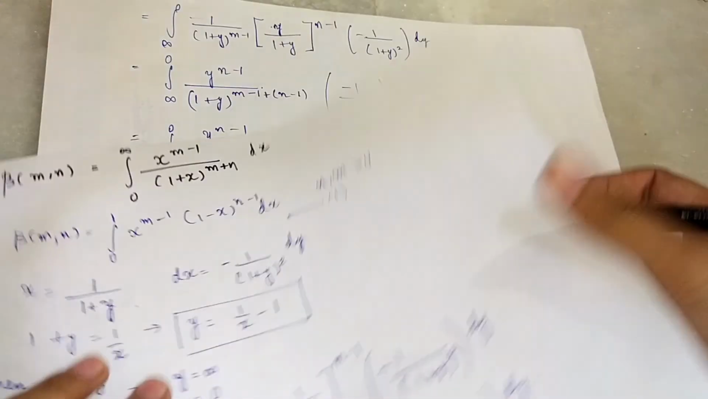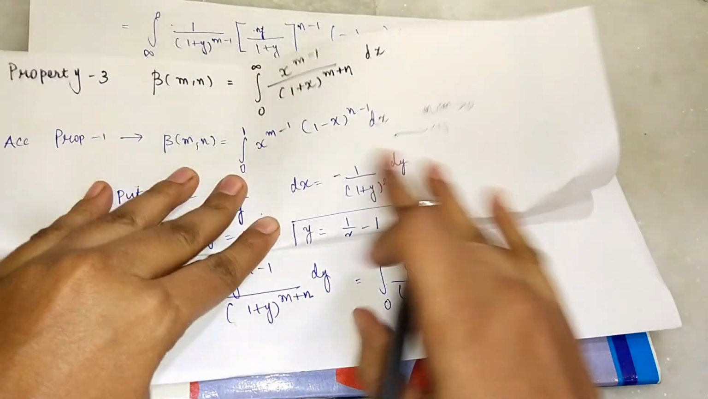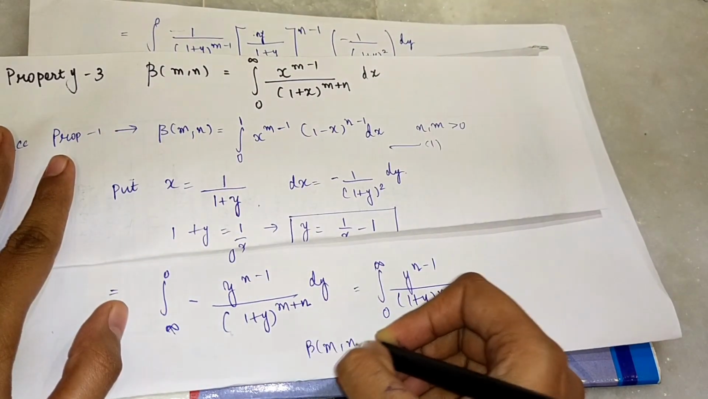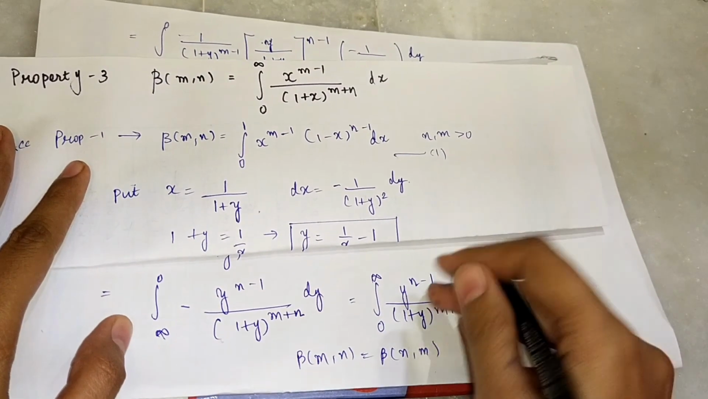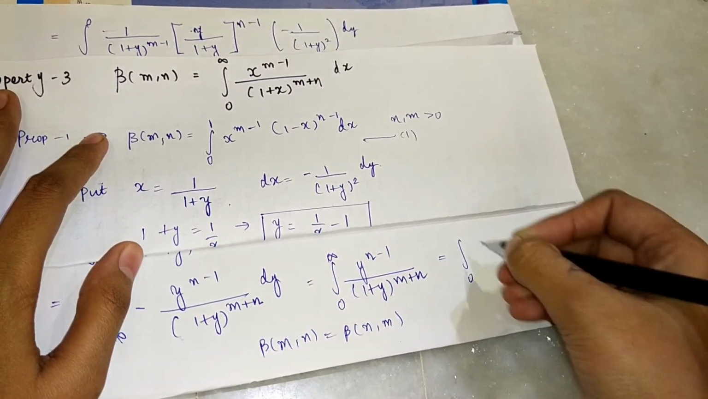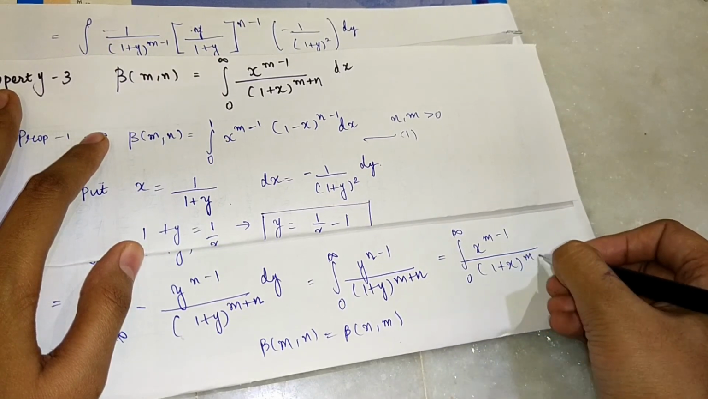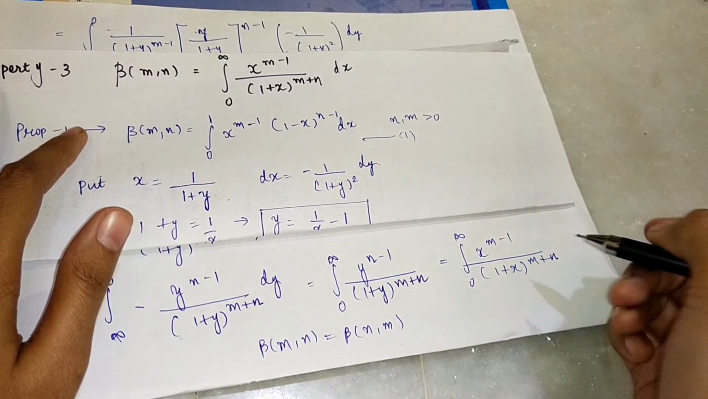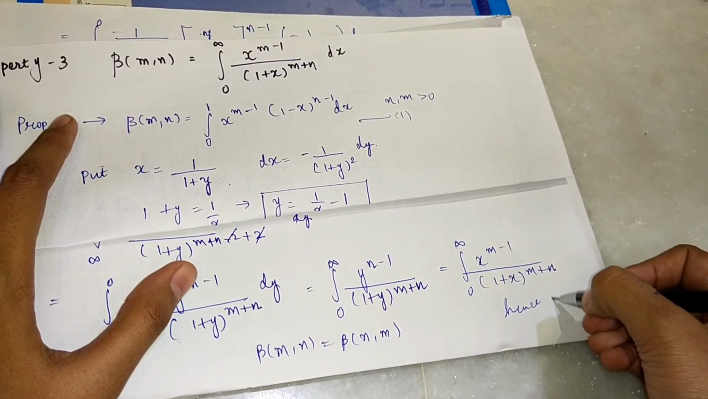But we all know that we have to prove this, and we got it in terms of y. But we all know that beta m comma n is equal to beta n comma m according to property 1. So here in place of y you can substitute x. So we can write the integral from 0 to infinity of x raised to m minus 1 upon 1 plus x raised to m plus n. Okay, so hence we can prove this property 3 of the beta function. So hence proved.